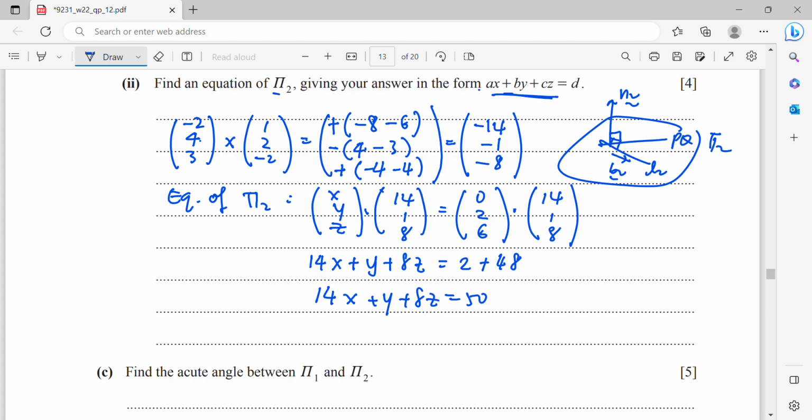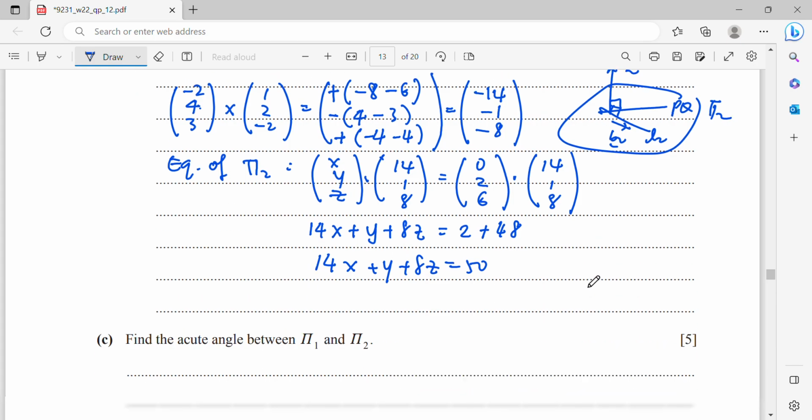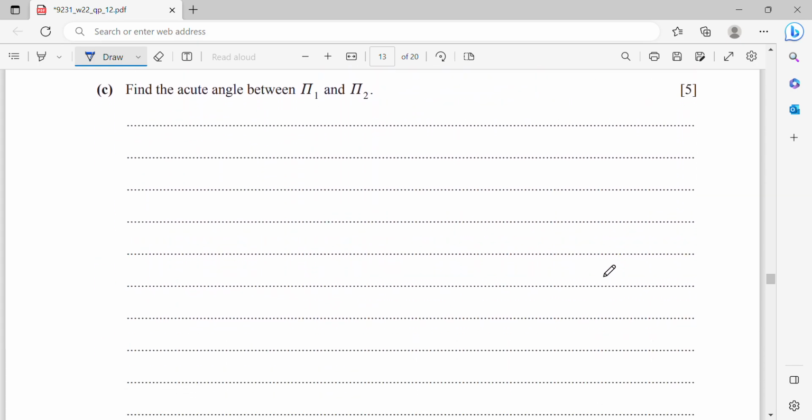Okay, that is the equation of the type 2. Now, last part. Find the acute angle between pi 1 and pi 2. So, we need to get the cross product. So, 1, minus 1, 2 times with minus 2, 4, 3.